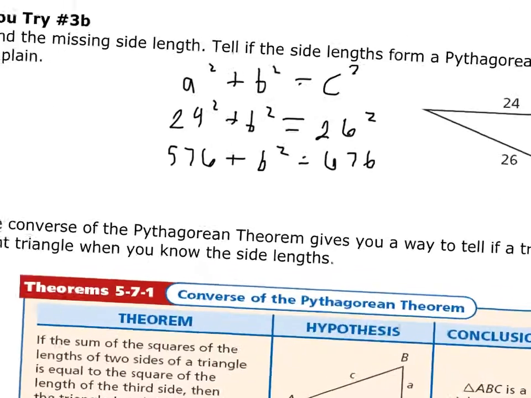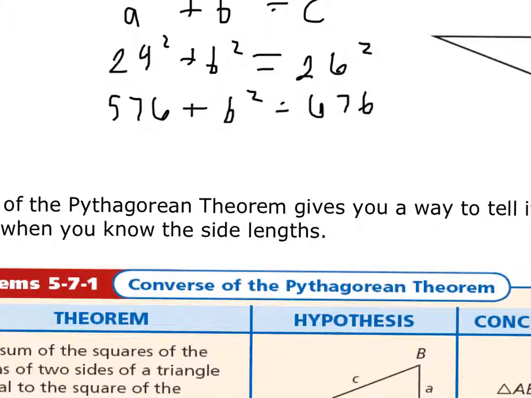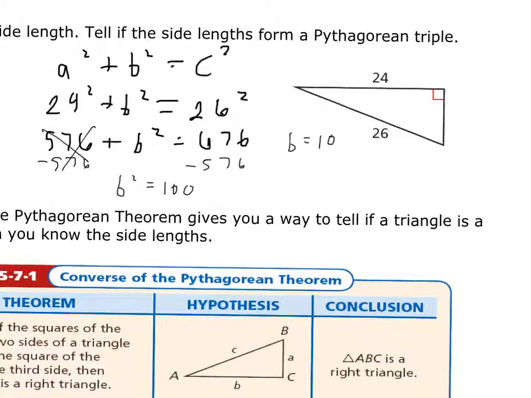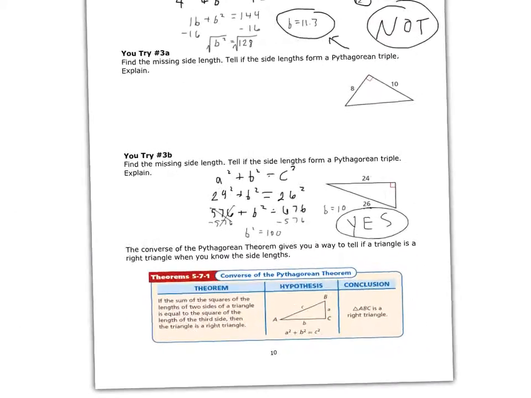Okay, now it's just a matter of reducing. So let's undo this positive 576 by subtracting 576 on both sides. Those 576's cancel, and then we have b squared equals 100. And we, of course, know that the square root of 100 would give us 10. Okay, so since you have sides of 24, 26, and 10, they're all positive whole numbers, yes, it is a Pythagorean triple. And we're going to skip this one. We're not going to do it today.